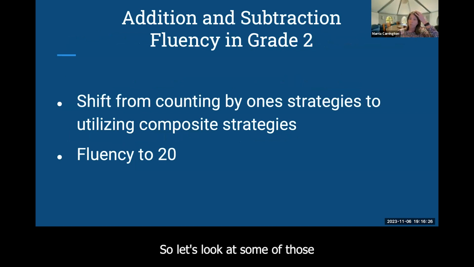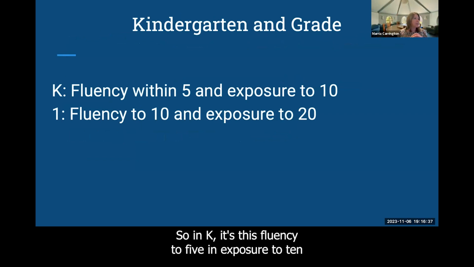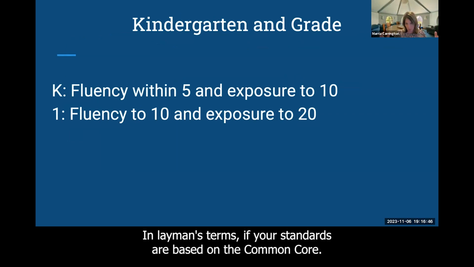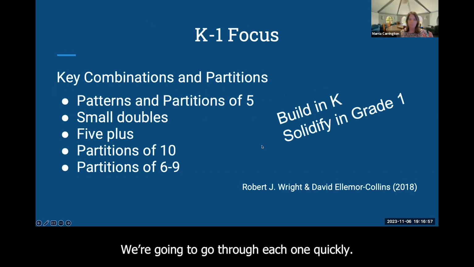So let's look at what K and 1 can do to help build this. Sorry, kindergarten and grade 1, I meant to say here. So in K, it's fluency to 5 and exposure to 10. And in 1, it's fluency to 10 and exposure to 20, in layman's terms, if your standards are based on the Common Core. So in K-1, the focus is on these 6 patterns. We're going to go through each one quickly.